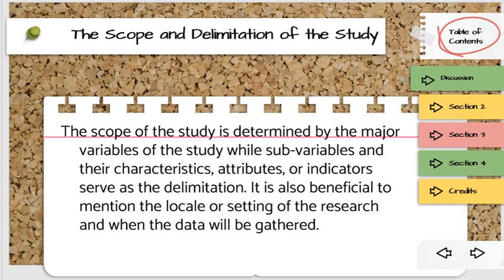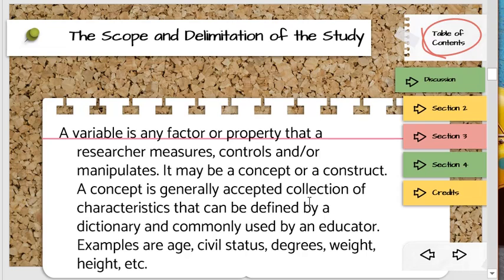The scope of the study is determined by the major variables of the study, while the sub-variables and their characteristics, attributes, or indicators serve as the delimitation. It is also beneficial to mention the locale and the setting of the research and when the data will be gathered. Just a quick review.